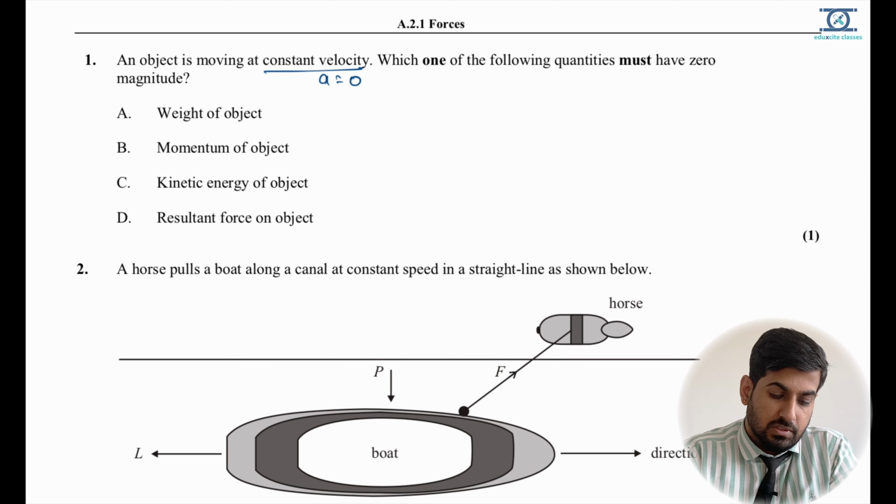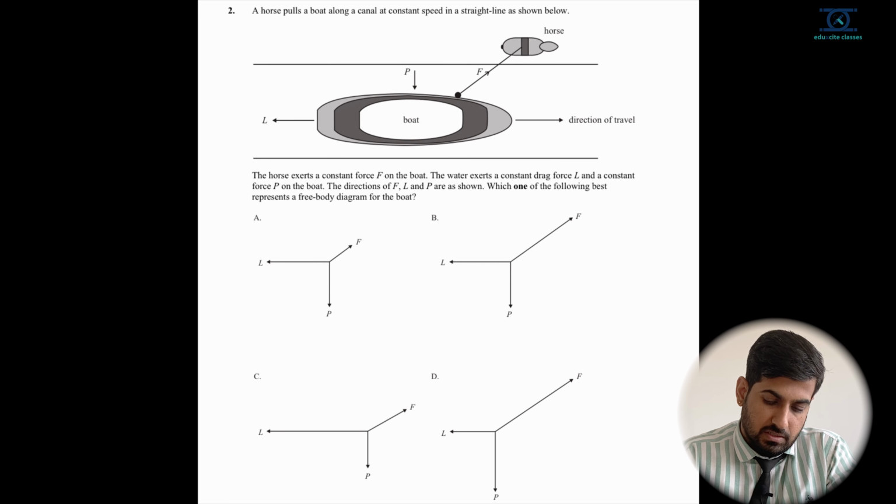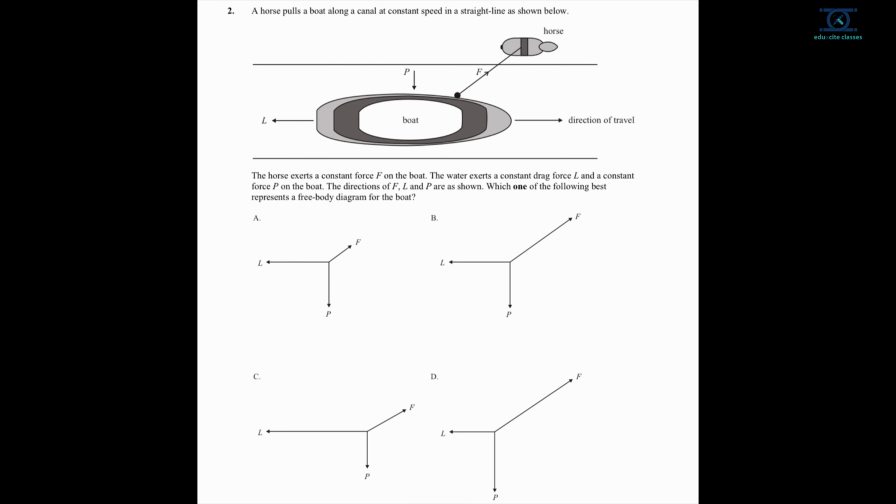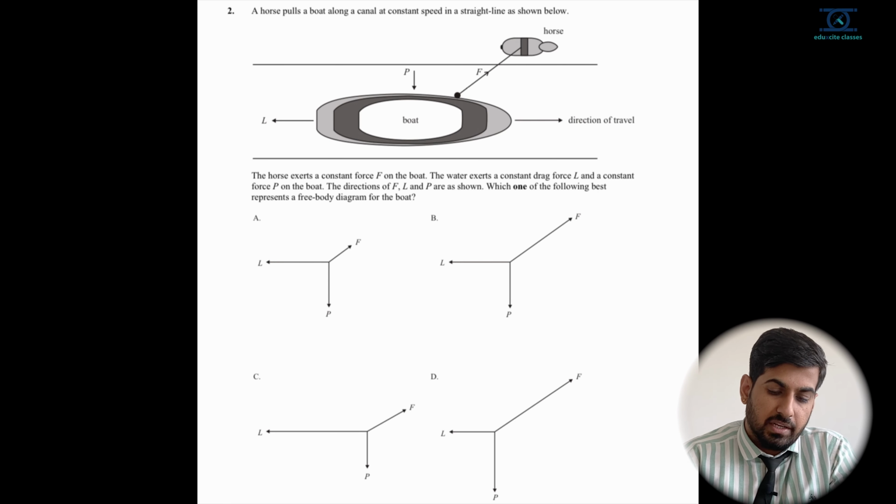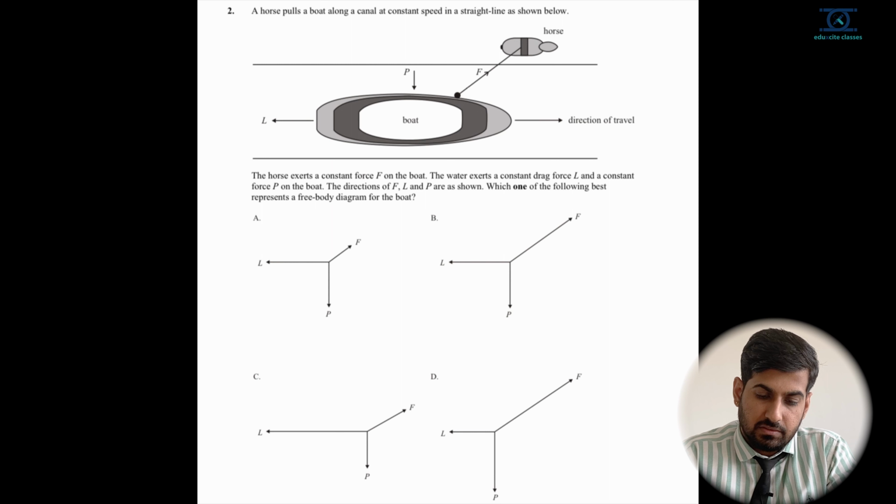Now try question number 2. It is something related to your vectors, so I minimize it. You can try it now. Yeah, it is just a free body diagram. P is acting in the downward direction, L is acting upward, the drag force is acting on the left hand side, and this is the force being applied. A constant force is acting on the horse in this direction.